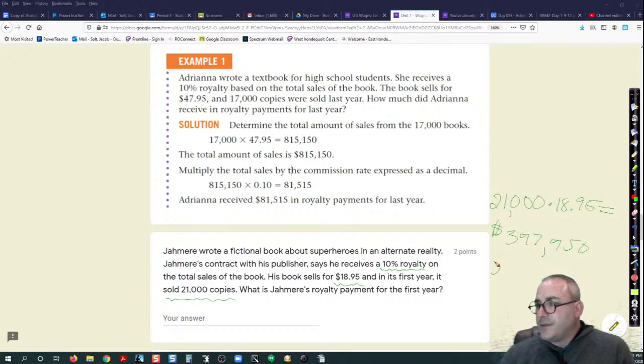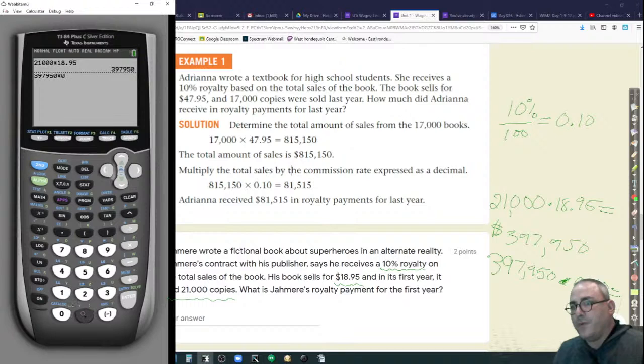I'm going to need to go back to my handy math machine to figure this out. Handy math machine, please work this time. Thank you. $397,950 multiplied by 10% expressed as a decimal, 0.10. Enter. Nice. 39,795. Whoopsie daisy. What did I just do? Go back. There we go. Pressed a button and it did something strange. Okay. All right. There we are. That's our final answer.